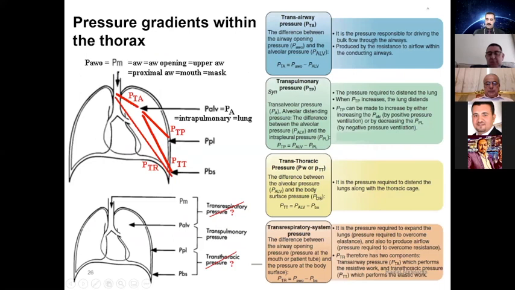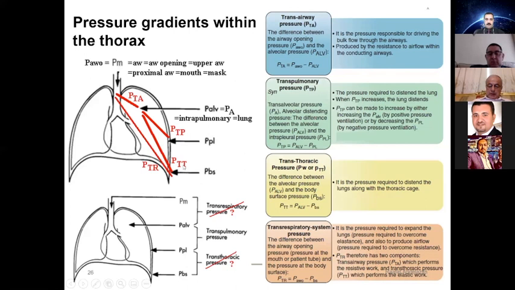For the gas to pass from any part in the respiratory system to another part, there should be a pressure gradient. So the flow should pass from the higher pressure area to the lower pressure area. The pressure difference between the upper airway and the alveolar pressure is called trans-airway pressure. The pressure gradient between the alveolar pressure and the pleural pressure is called transpulmonary pressure. The first one is trans-airway, and the second one is transpulmonary. The pressure gradient between the alveolar pressure and the outside pressure is called transthoracic.